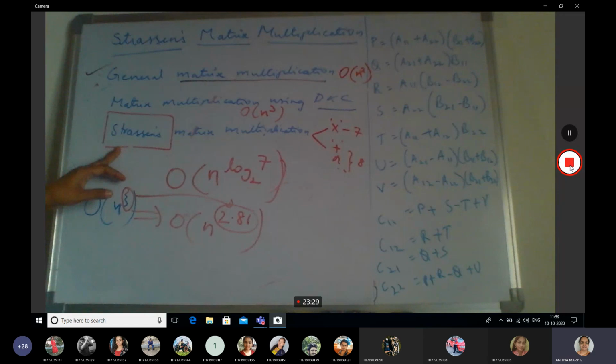Okay, is that clear? Please remember these points. Strassen's matrix multiplication means first you need to talk about general matrix multiplication. What is the time complexity in that? Since we have 3 for loops, we get O of n cube. Remember like that. And the next, matrix multiplication with divide and conquer.